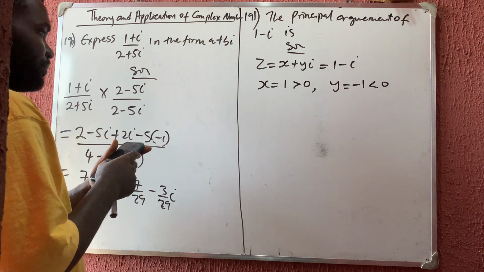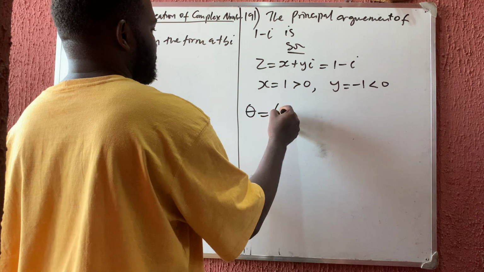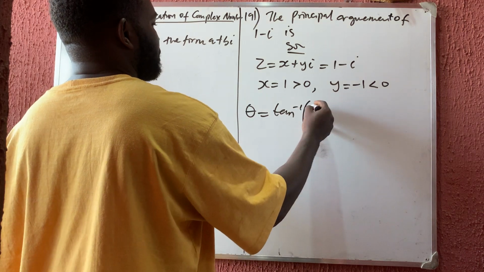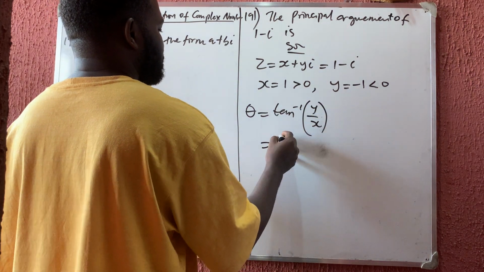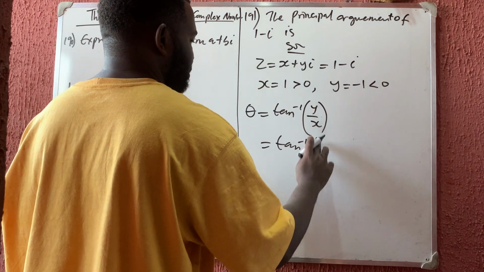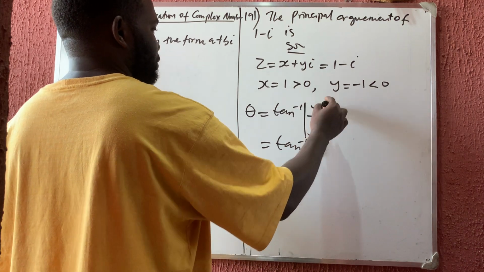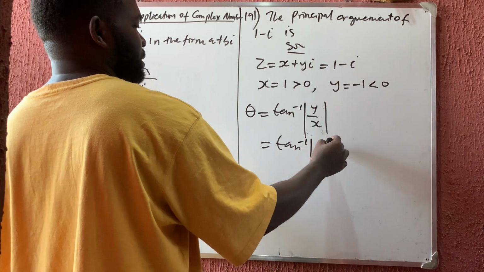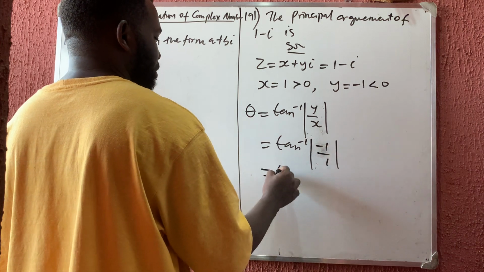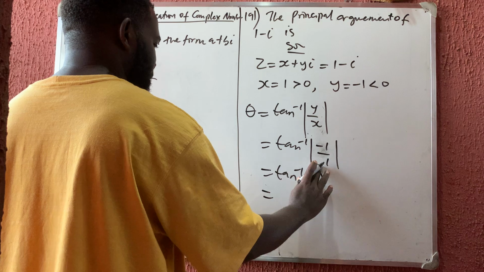So to get the normal argument, I know that theta is equal to the tan inverse of y over x, which is the tan inverse of the absolute value of y over x. So what's the absolute value of that? It is 1 over 1, which is the tan inverse of 1. Okay, and what is the tan inverse of 1?